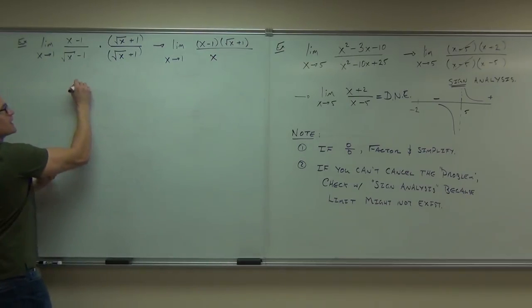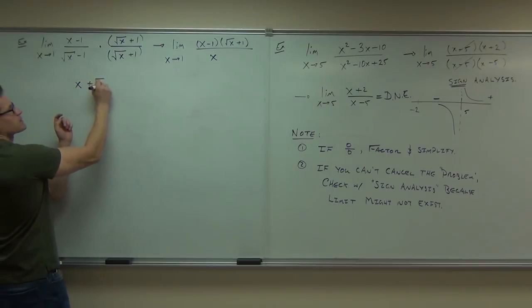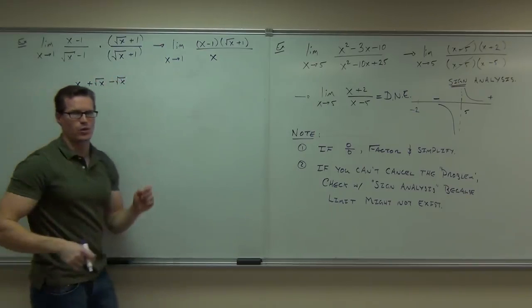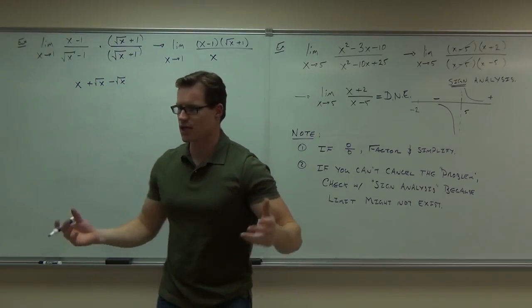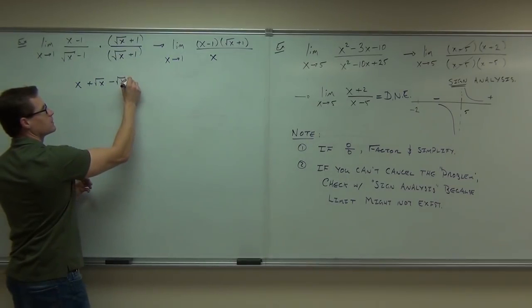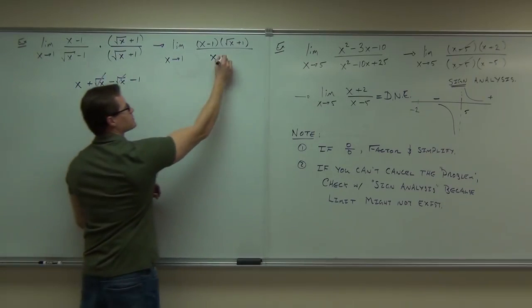If you distribute this, we get x, we get plus root x, we get minus root x. What's going to happen with that? That's why we use the conjugate. And then lastly, you're going to get what? You get x minus 1.